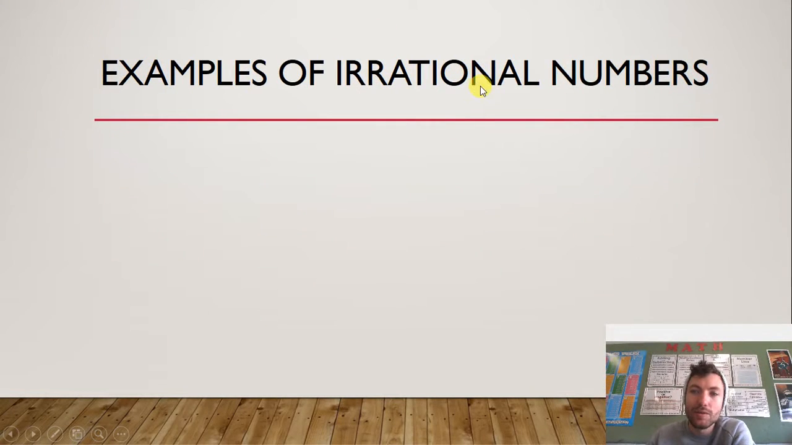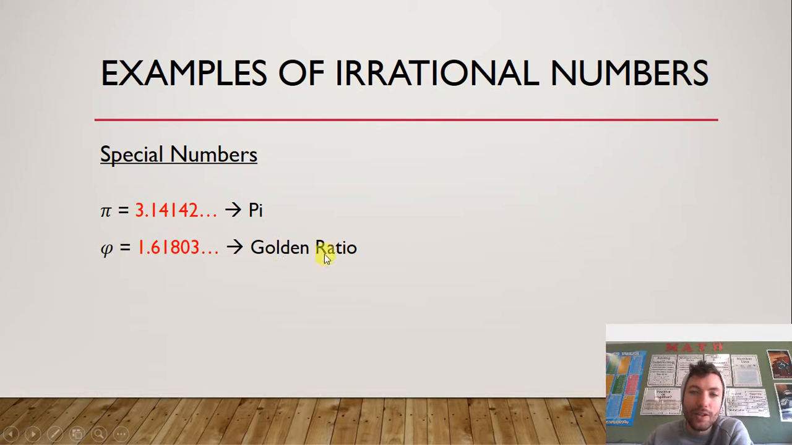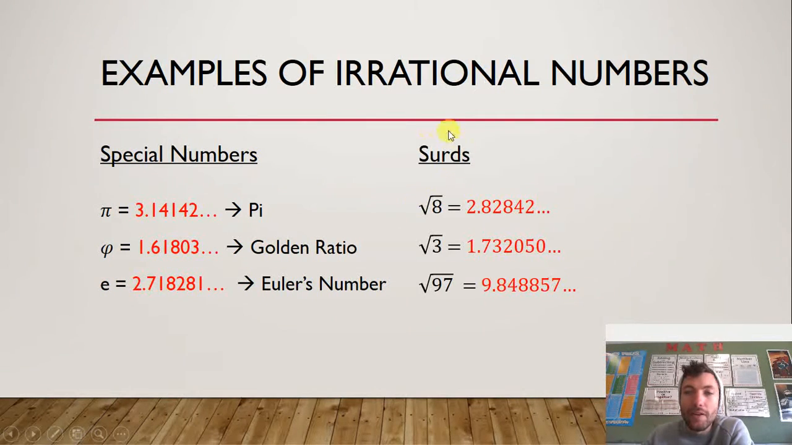So here are some examples of irrational numbers. Like I said, we have special numbers. We saw pi before. We also have the golden ratio, which looks like this, and equals about 1.61803 and goes on forever. And we have Euler's number, which is also just another special number.